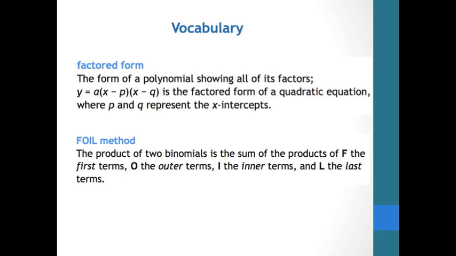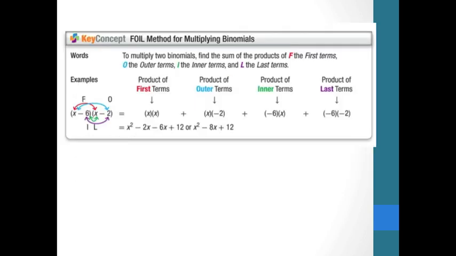Here is a visual of what first, outer, inner, last represent when you have an example of x minus 6 times x minus 2, where the x's get multiplied because those are the first terms, the outer terms, the x and a negative 2, and the inner and last terms get multiplied.